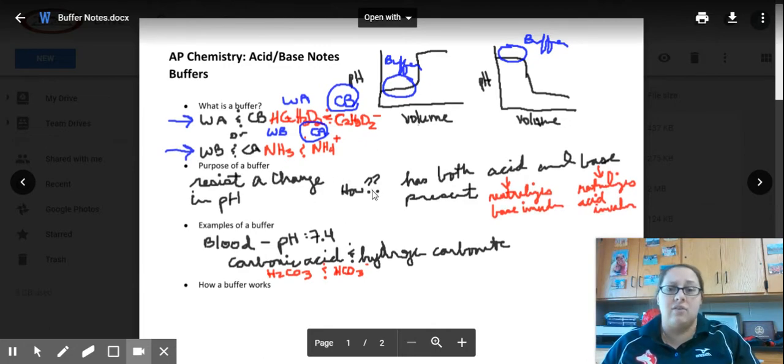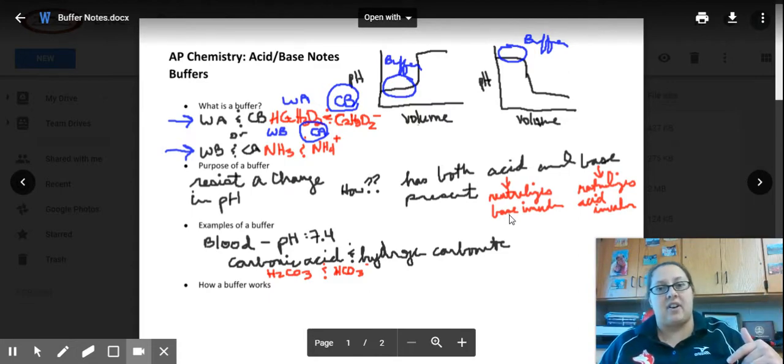Now, how does it do this? Why is this happening? I'm going to get to a really detailed portion of how a buffer works later, but right now, a buffer has both an acid and a base present there, right? You have a weak acid with a conjugate base, or you have a weak base with a conjugate acid. Well, because you have both an acid and a base present, the acid portion can neutralize any base that comes into the buffer.